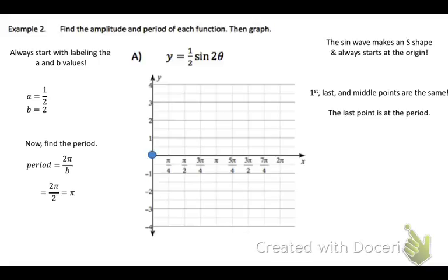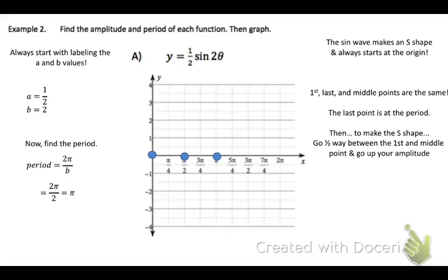The last point is at the period. So if my period's pi, I'm going to go to pi, and I'm going to draw a point right there. Then go halfway between those at pi halves, and we're going to draw a point right there, because first, last, and middle are the same.